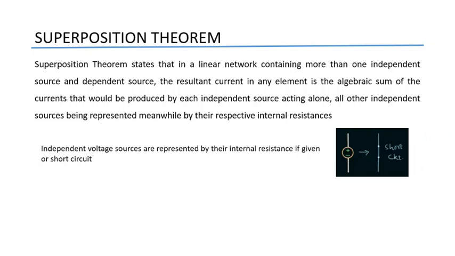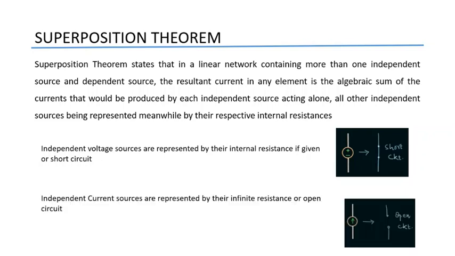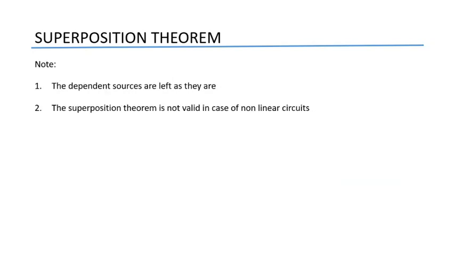Independent voltage sources are represented by their internal resistance if it is given, or by a short circuit. And independent current sources should be represented by their infinite resistance, or by an open circuit. The points to be noted are the dependent sources are left as they are.